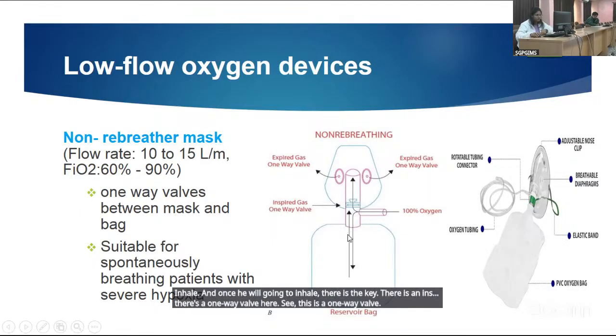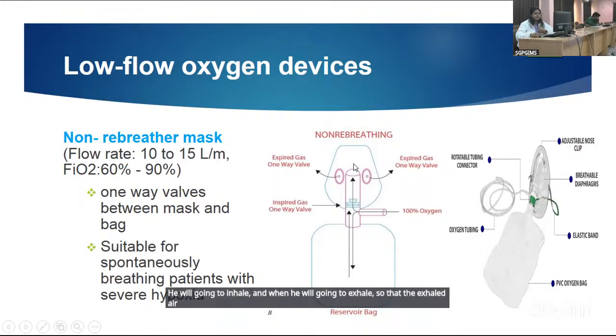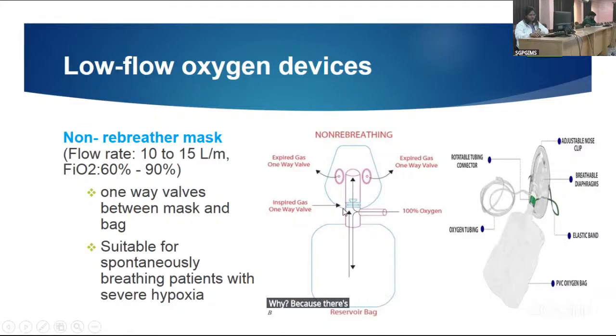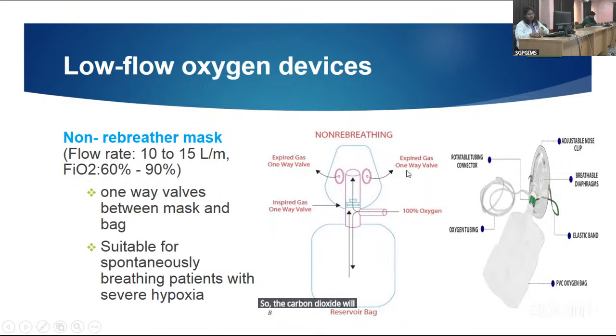When the patient breathes, the oxygen that was filled here, he will inhale, and when he exhales, the exhaled carbon dioxide will not go back into this reservoir mask. Why? Because there is a one-way valve present here, which will not allow the carbon dioxide to get mixed here. So the carbon dioxide will be released from this one-way valve. Okay, so a one-way valve between the mask and bag.